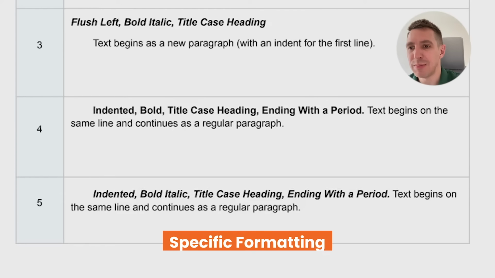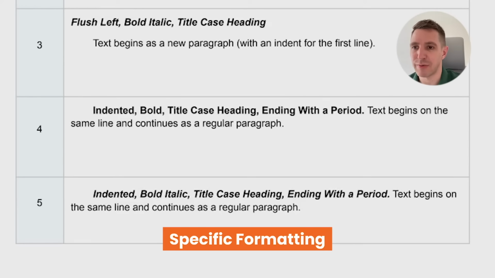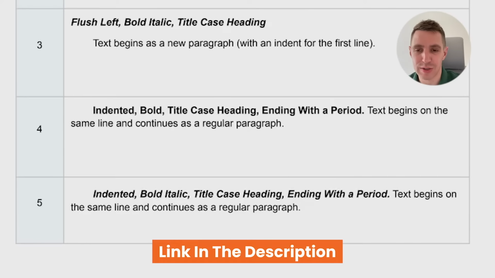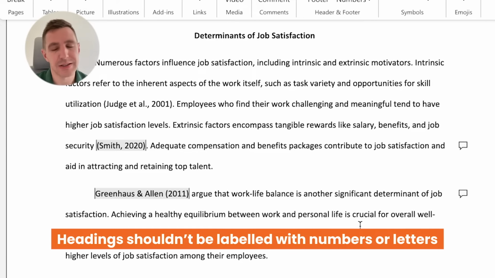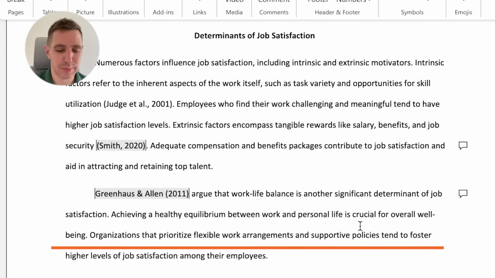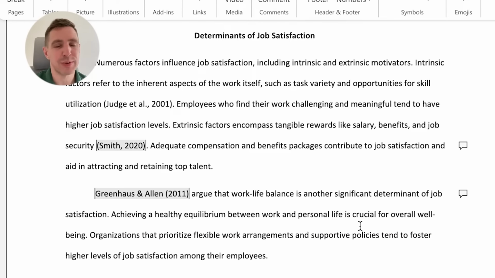So do keep in mind that there is very, very specific formatting required for each of the headings, and we will link to this page in the description. One other thing to take note of with regards to headings is that they shouldn't be labeled with any numbers or letters. They should just be written out in text, and you want to use a sensible number of headings. Don't go over the top. Don't feel the need to use all 5 levels. Typically, you'll just be using level 1 and 2, maybe 3 within a typical paper.